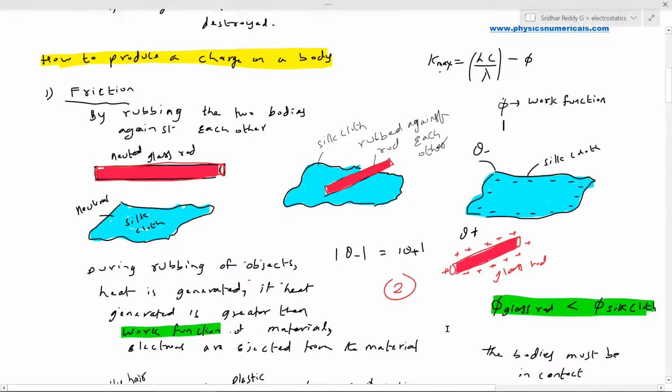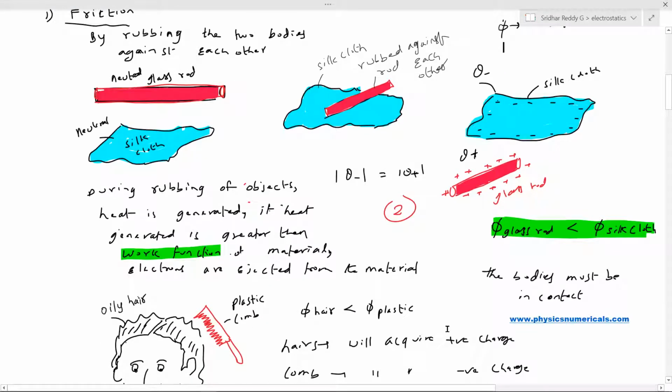Then, what is the basic idea for friction? For friction to occur, the bodies must be in contact. I think there is one more very important condition. Without contact, how is it possible to rub the bodies against each other?